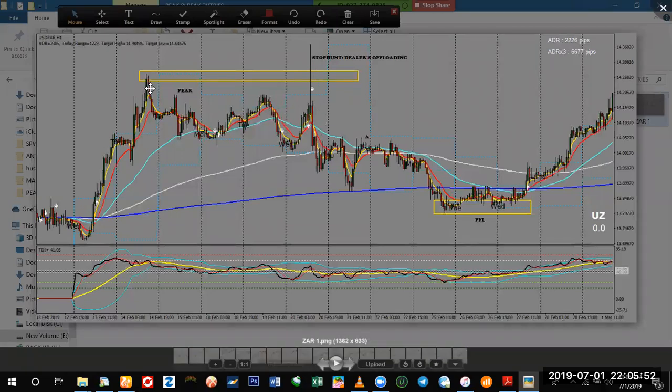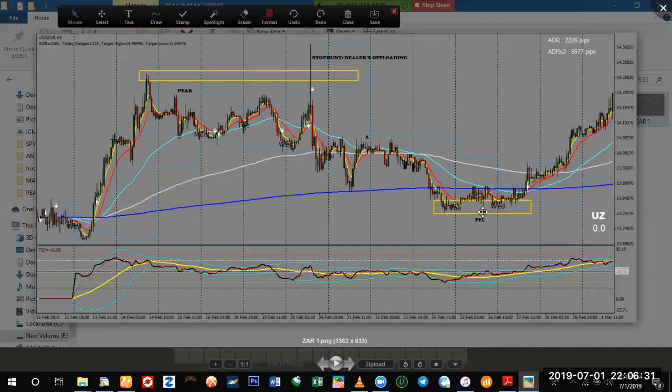So this was a peak here. I remember I was in this trade, and the trade was going very well. Then the dealer offered this spike here. See, he even took me out of the position. So this one is called the dealers offloading. He offered this spike, offloaded people out of their positions, and then boom, we have our cycle there.